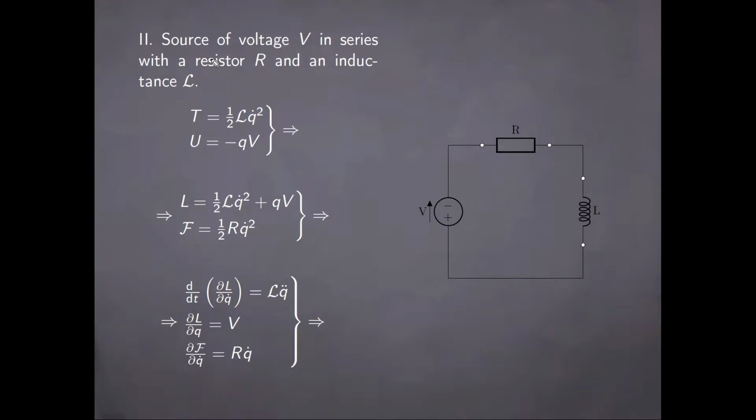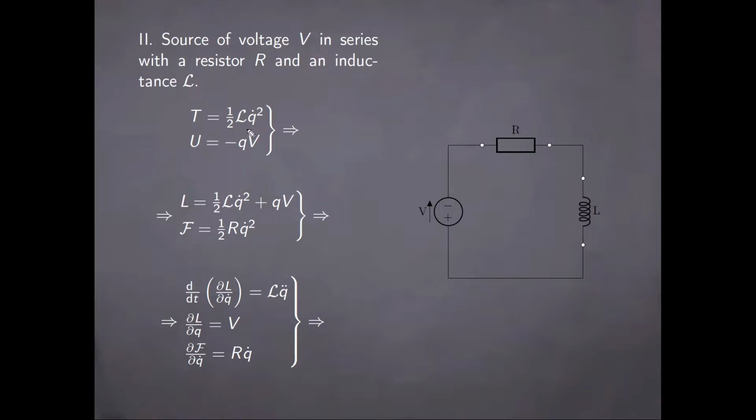A slightly more general example involves a source of voltage V in series with a resistor R and an inductance L. So what happens in this case is that the inductance plays the role of a kinetic term. So the energy contribution to the system is the expression here, where you see it looks like the dissipation function, but it does not have the physical significance of a form of dissipation. Rather, the inductance plays the role of mass, and the current plays the role of the velocity.